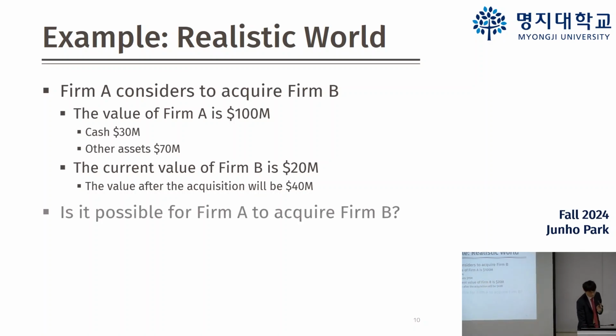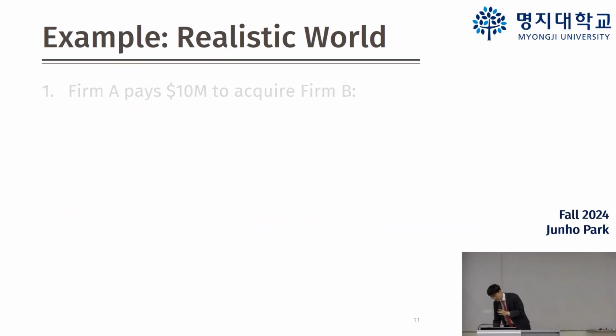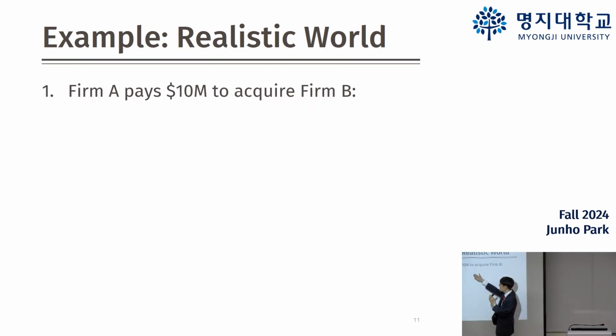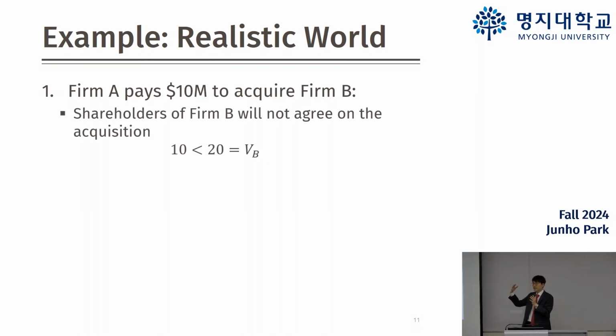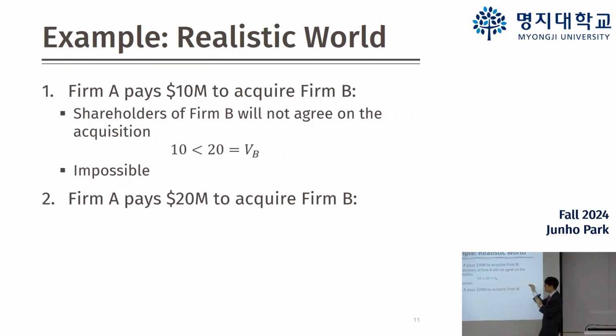And then let's repeat what we have done so far. Again, when firm A says we are going to offer 10 million, firm B will decline because they are not getting what they deserve. Second, let's look at this situation. Firm A pays 20 million to acquire firm B.